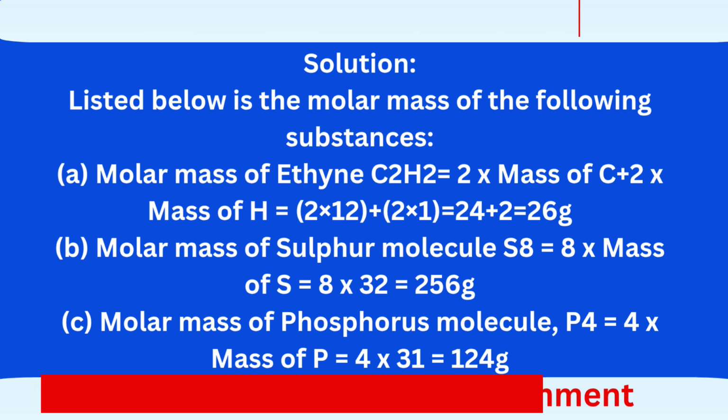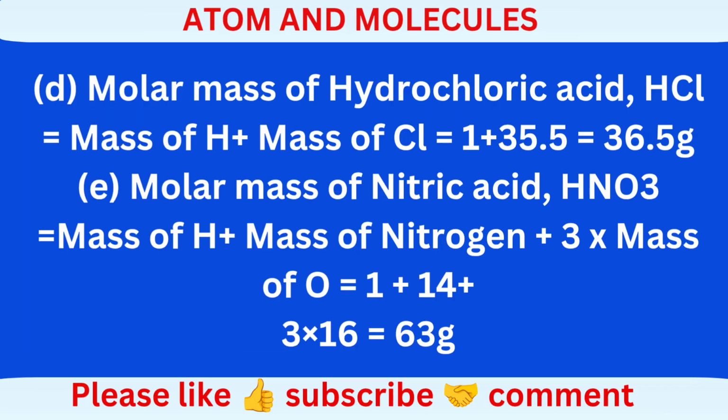D. Molar mass of hydrochloric acid, HCl, equals mass of H plus mass of Cl, equals 1 plus 35.5, equals 36.5 g. E. Molar mass of nitric acid, HNO3, equals mass of H plus mass of nitrogen plus 3 times the mass of O, equals 1 plus 14 plus 3 times 16, equals 63 g.